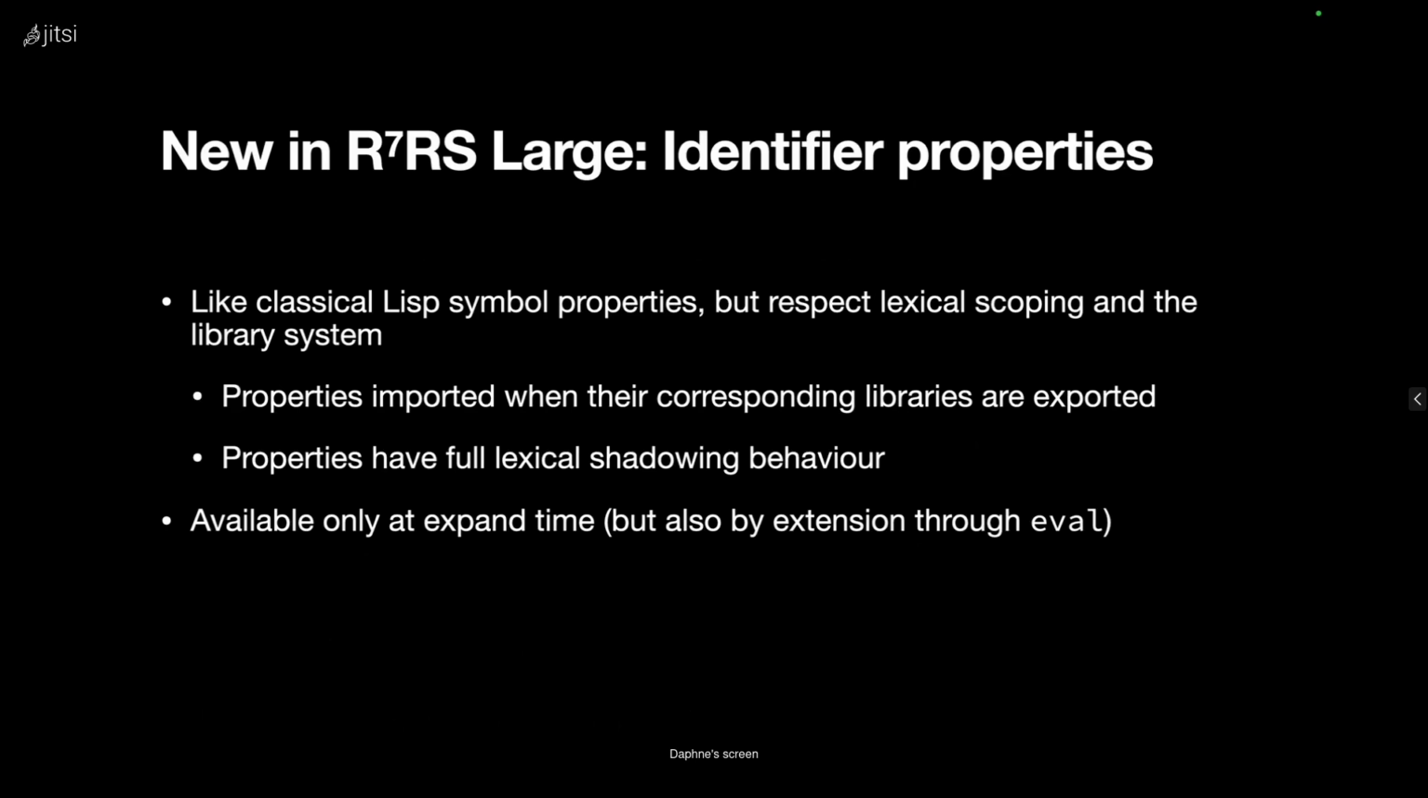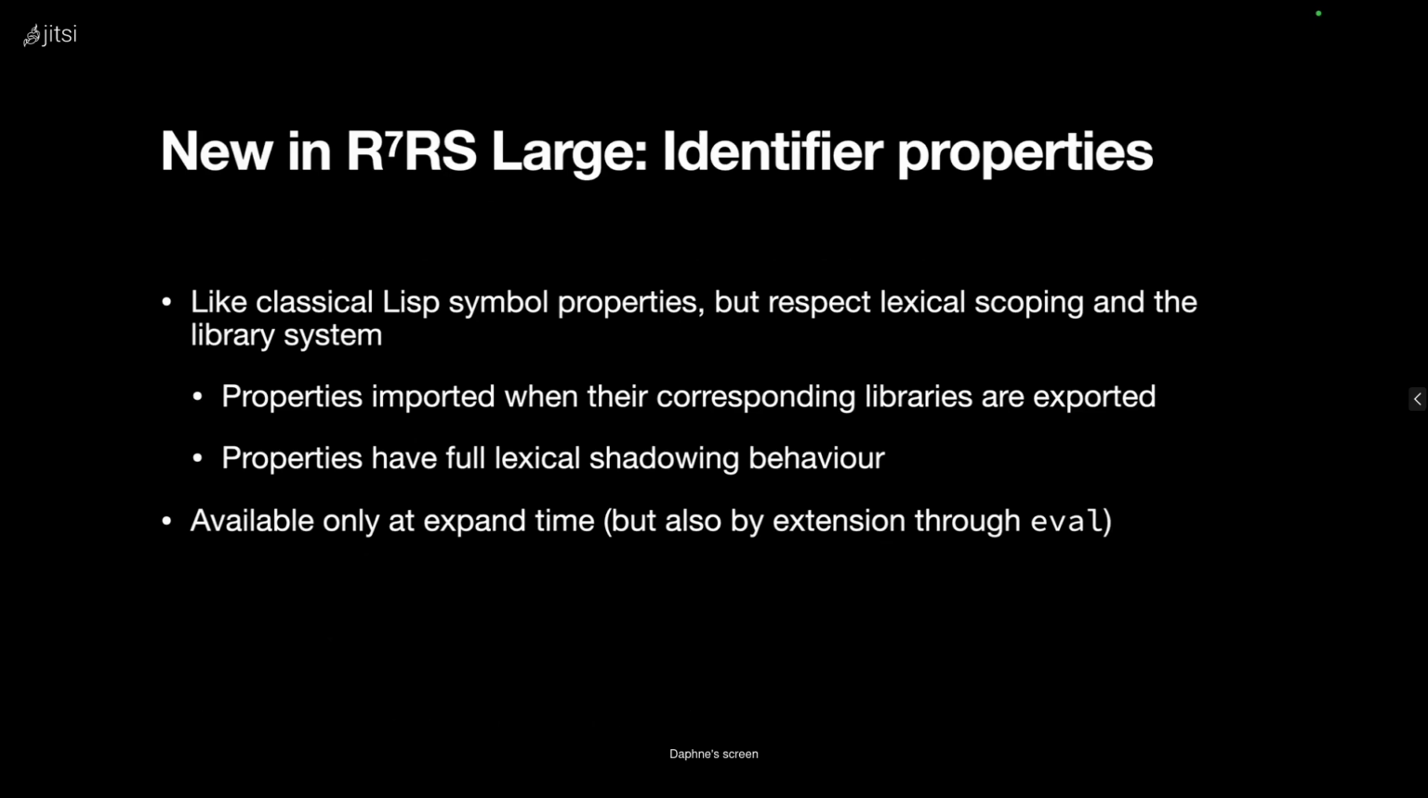We're also adding some new features in our R7RS Large. The first, and one of the more exciting ones I find, is identifier properties. These are kind of like classical Lisp symbol properties, but unlike symbol properties, which exist at runtime and are global, they respect lexical scoping and the library system. So they are attached to the binding at expand time rather than to the symbol itself at runtime. That means the property is imported when the corresponding library where that identifier is defined and exported from is imported, and they have full lexical shadowing behavior.